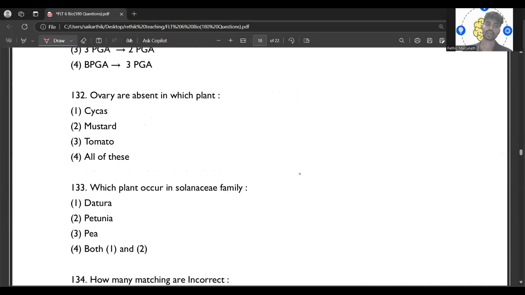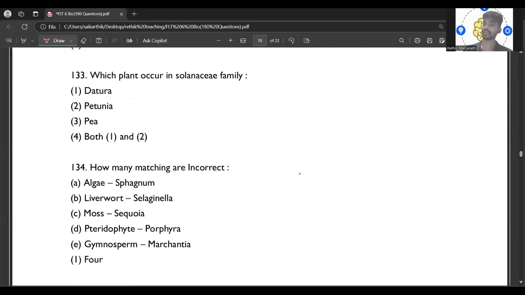Option 1. So ovary is absent in which plant? Ovary is actually absent in gymnosperms. So here, that is what is gymnosperms, and out of these three options, Cycas is actually the gymnosperm. So option 1. Then 133, my dear students, which plant occurs in the Solanaceae family.